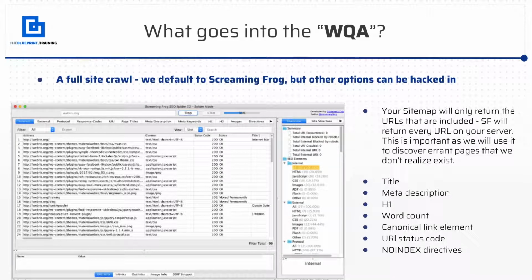It then also takes a lot of extra data that we'll pull through as well, like page title, meta description, H1, word count, canonical link element, status code, whether it's 200, 404, etc., and index or no index directive.